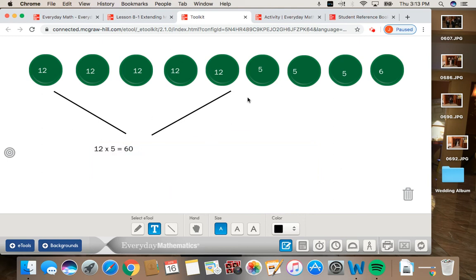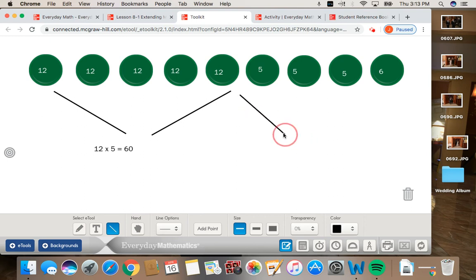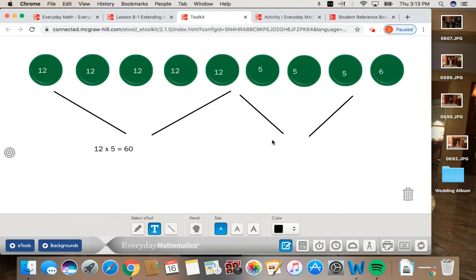So here's 60. And I know that that's not what I wanted. Let's see. I know that these 3 tables that each have 5, that is 5 times 3, which equals 15. And this one has 6. So all I need to do now is add up 60 plus 15 plus 6.